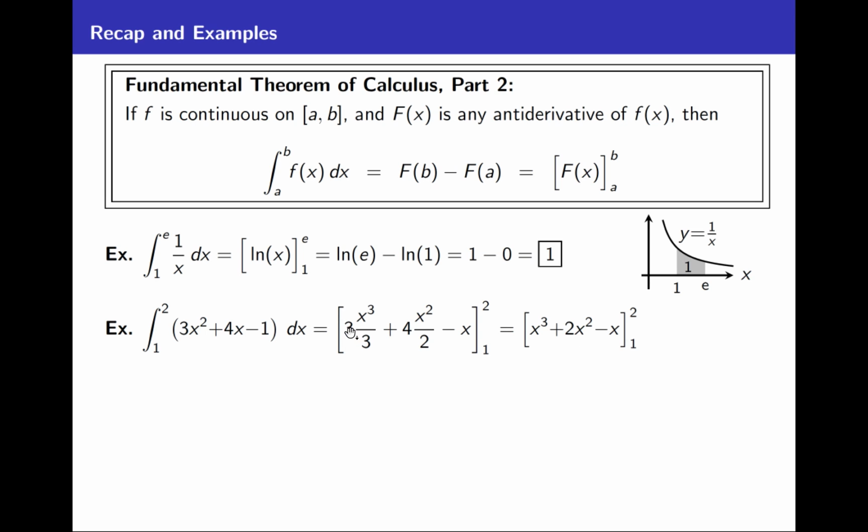And we'll do some cancellation where possible here. So do the cancellation and evaluate from 1 to 2. If you plug in 2 to this expression, you get 14. If you plug in 1, you get 2. So 14 minus 2 is 12. So that's the value of this definite integral.